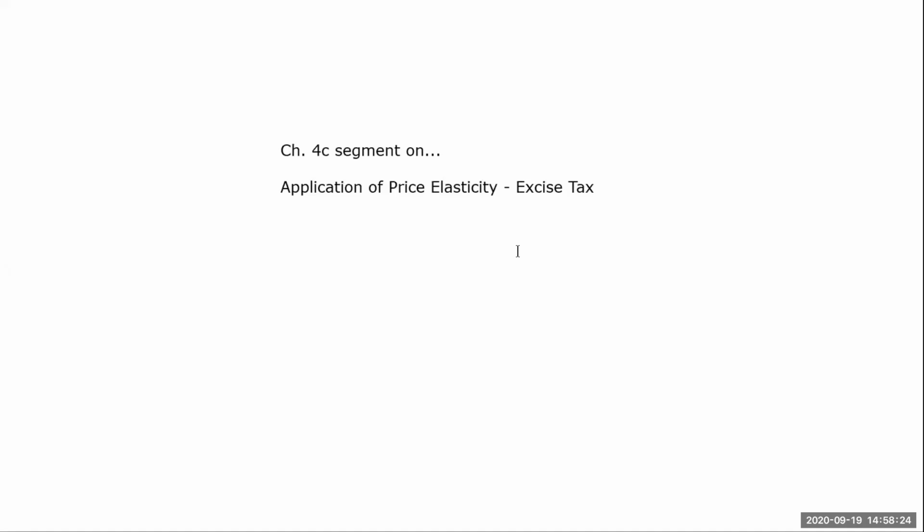Hi, everyone. Welcome to another segment on Chapter 4, Elasticity. In this segment, we're going to look at an application of price elasticity, and the application specifically is excise tax. When excise tax is applied, who pays more of that tax, consumers or producers? And the answer is, it depends on the elasticity.